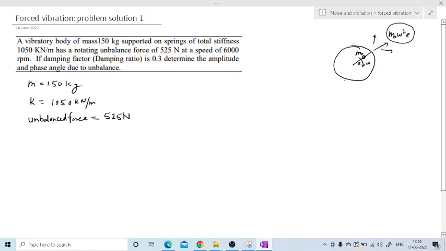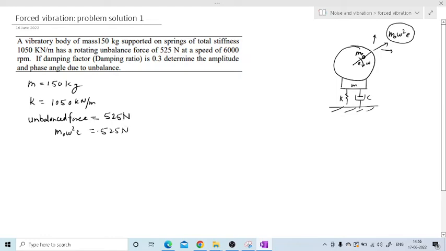So I'll complete this rotating system. Suppose this system is having mass m supported with one spring and damper. So spring will be k, damper will be c, and this system having total mass m. And in this total system there is one rotating unbalance, and that rotating unbalance is having the centrifugal unbalanced force, and that is m0 omega square e. And they have given this unbalanced force, means they have directly given the value of m0 omega square e, and that is equal to 525 Newton.